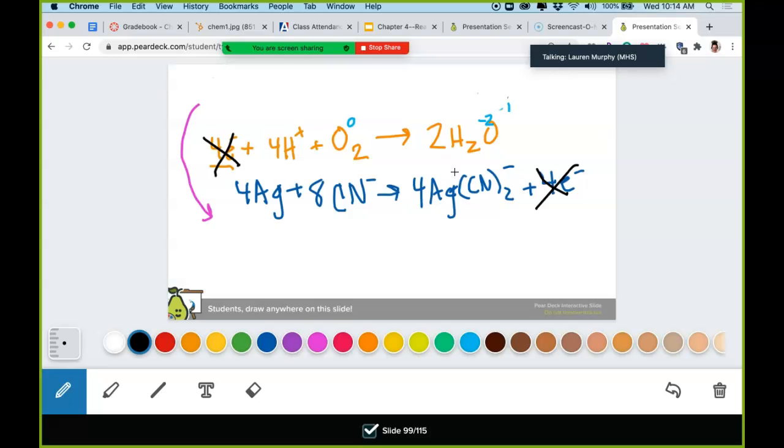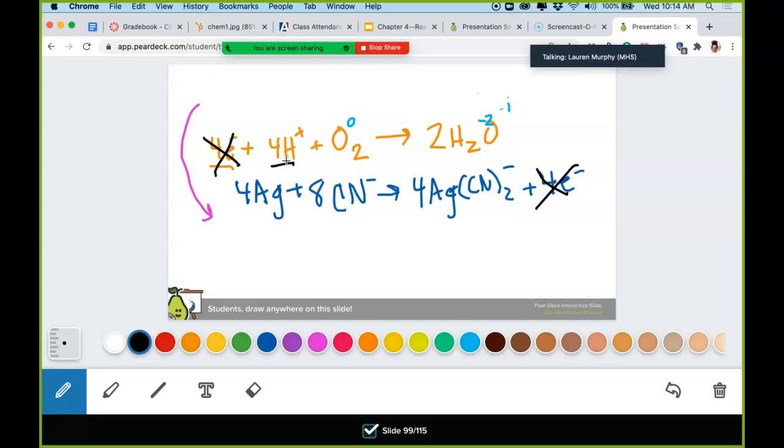So if this were done in an acidic environment, we would be finished. You would just write out everything you have. But because we are in a basic environment, we are not allowed to have hydrogen ions float around. So we will take care of this at the very end, which is where we are right now.